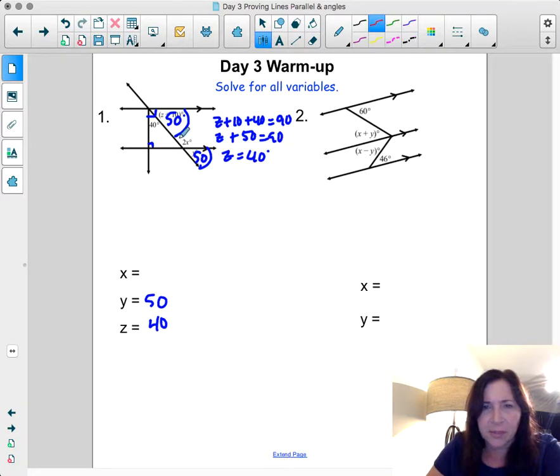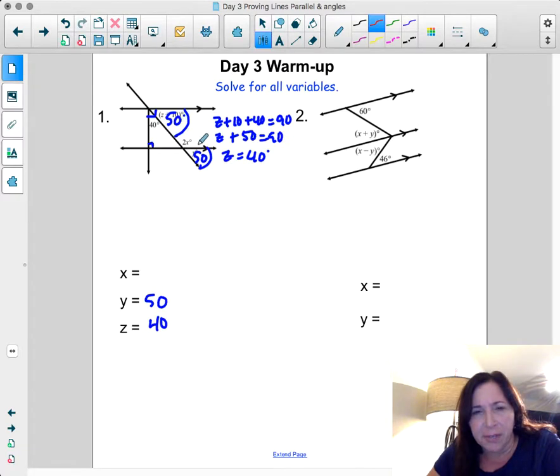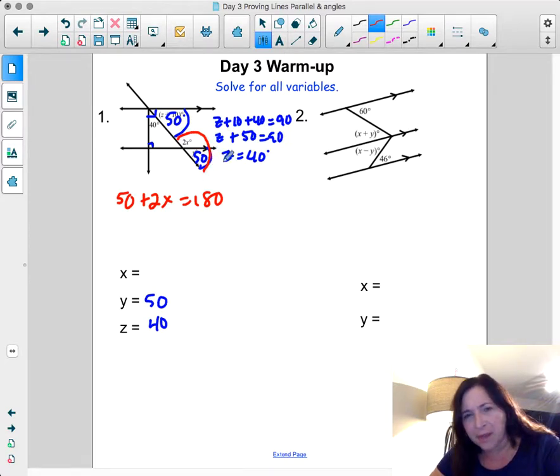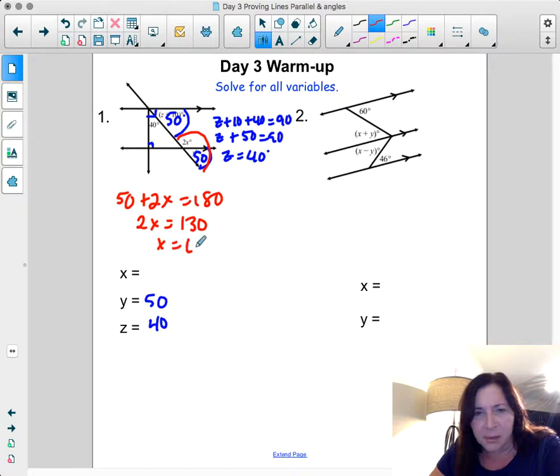To find x, you have a couple of options. You know that 50 plus 2x is equal to 180 because those are same side interior angles and they're supplementary. You could have also said this plus this, 2x plus 50, is 180 degrees because that makes a line. Anyway, subtracting 50, we get 2x is equal to 130 degrees. X equals 65 degrees, so there's 65.